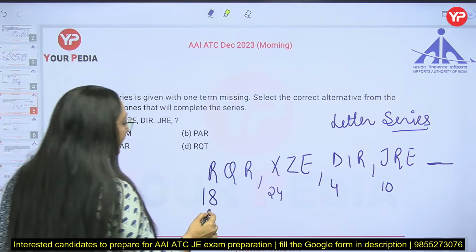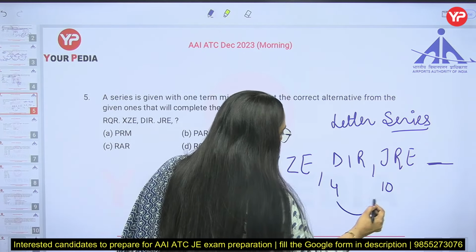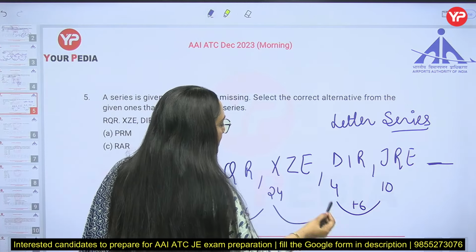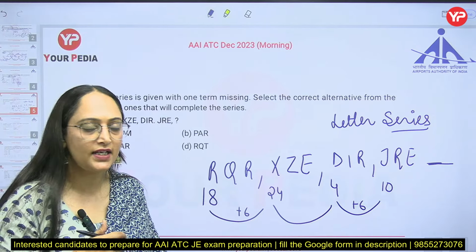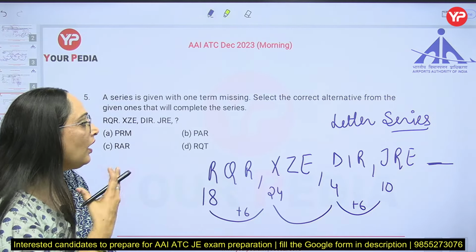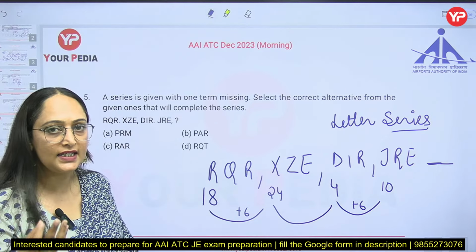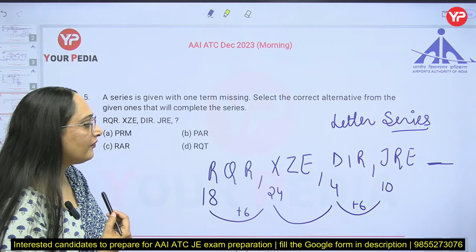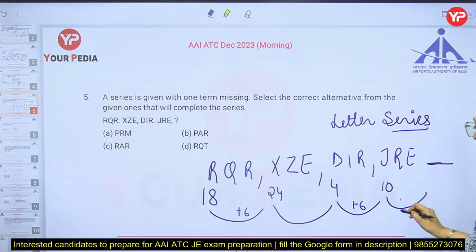Now, 18 plus 6 is 24. 4 plus 6 is also 10. When we add 6 to X, because only 26 letters are there, after Z comes A, then B, then C, then D. So that's why after 24, D is there. After X, D is there. When we add 6 to 10, that means 16. So at 16, P is there.